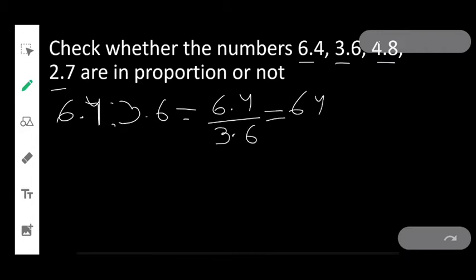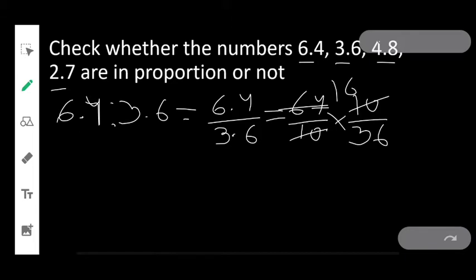This will be 64 by 10 into 10 by 36. So 10 cancels. The highest common factor of 64 and 36 is 4. So 4 sixteens are 64 and 4 nines are 36. So 6.4 is to 3.6 is 16 is to 9. That is the simplest form of 6.4 is to 3.6.